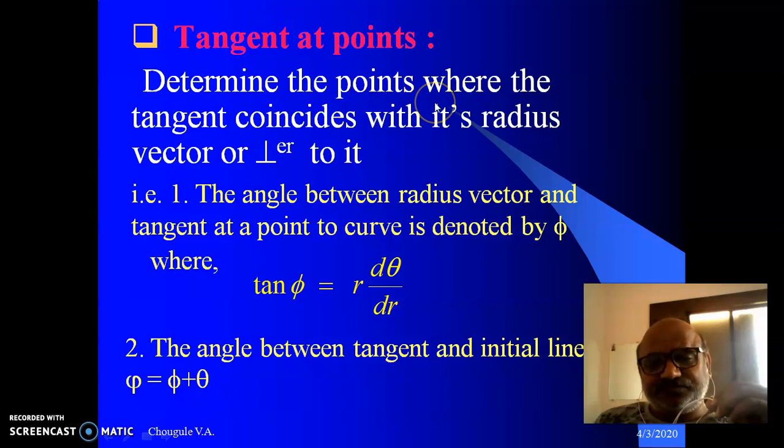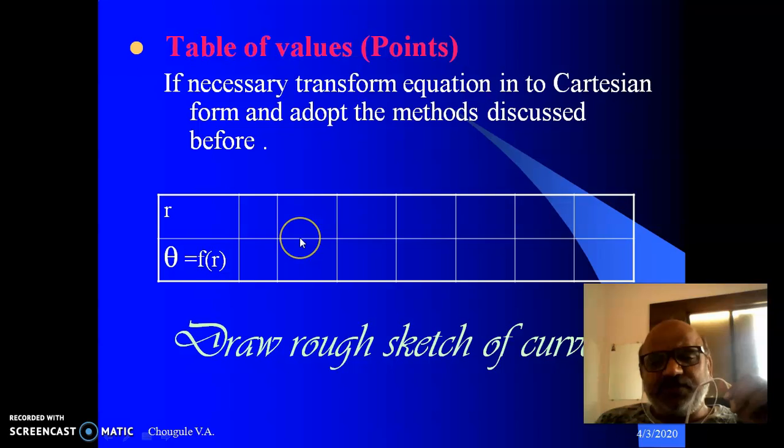Tangents at a point. Determine the points where the tangent coincides with the radius vector or is perpendicular to it. The angle between the radius vector and the tangent at a point to the curve is denoted by phi, where tan phi is equal to r d theta by dr. With the help of this, you can find the angle between the tangent and the initial line, given by psi equal to phi plus theta. Then find out the table of values and draw a rough sketch of that curve.